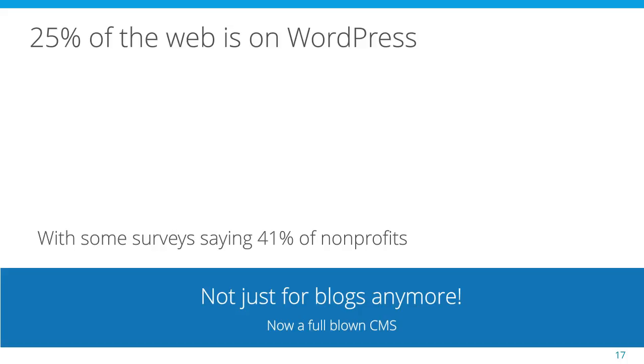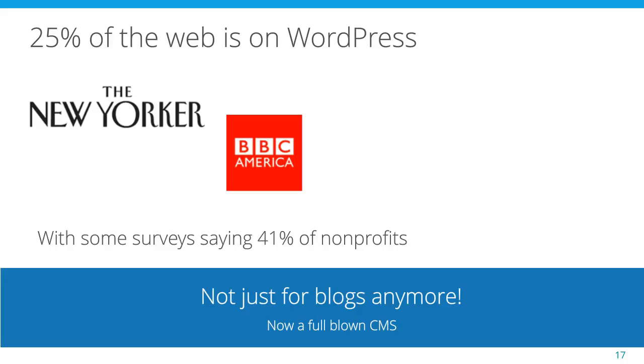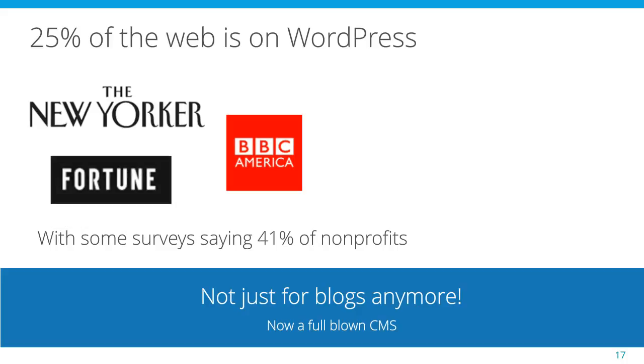When we look at that, we are seeing things like The New Yorker is on WordPress. BBC America is on WordPress. Fortune magazine, the Fortune.com companies use WordPress. All of these really huge companies use WordPress. So if it can handle the needs of BBC America and The New Yorker, it's most likely going to handle the needs of your nonprofit.